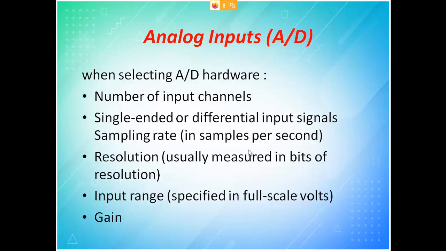For analog inputs, when selecting A to D hardware, the number of input channels, single-ended, resolution, input range and the gain, all this you have to specify, because if one analog to digital converter is working on one resolution and the far end is with a different resolution, then the entire data is collapsed. So both should have the same resolution and the same sampling rate, then only you will get the same output. Then comes your gain. Gain is nothing but the term by which you multiply or amplify.